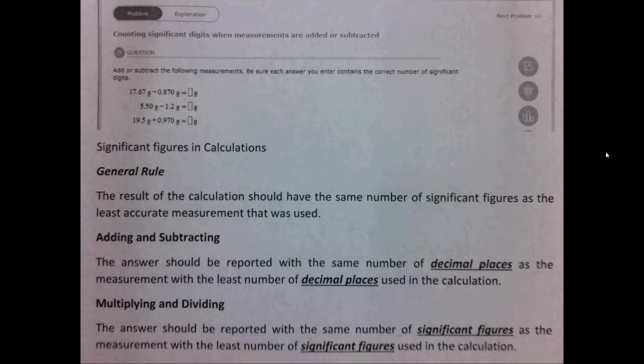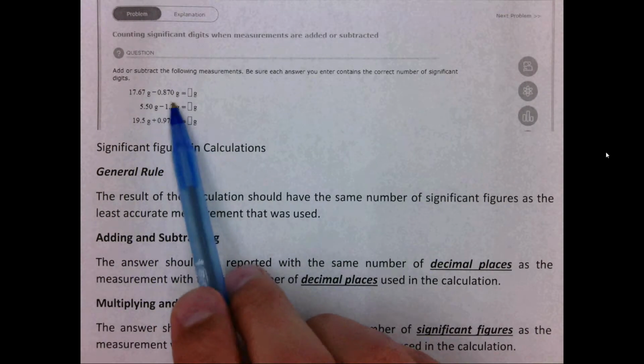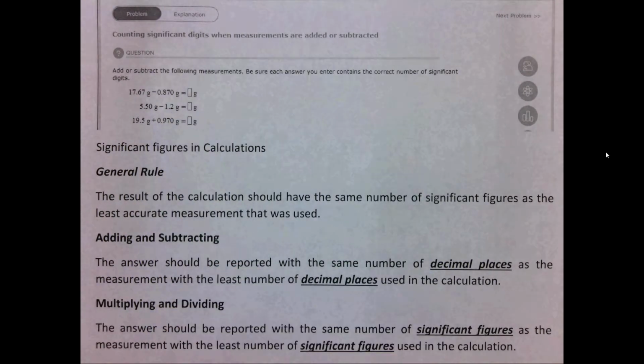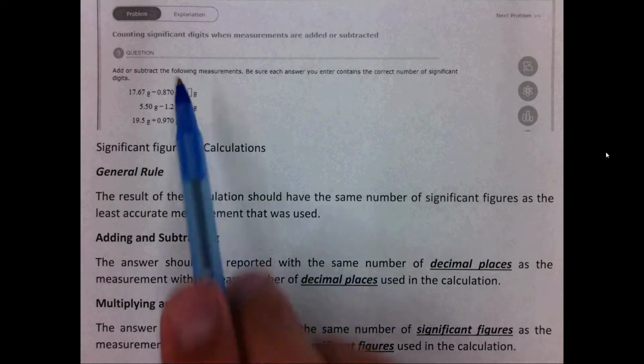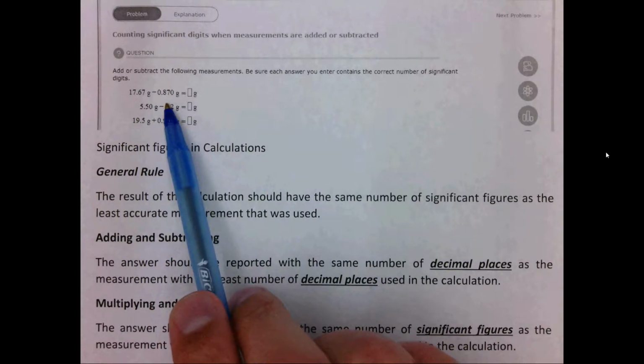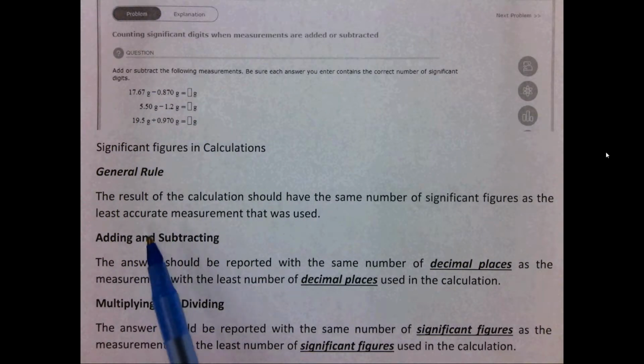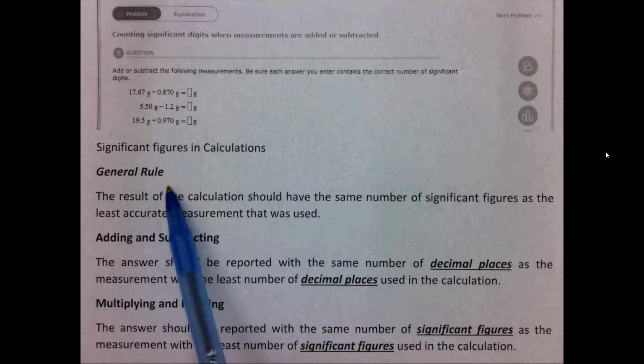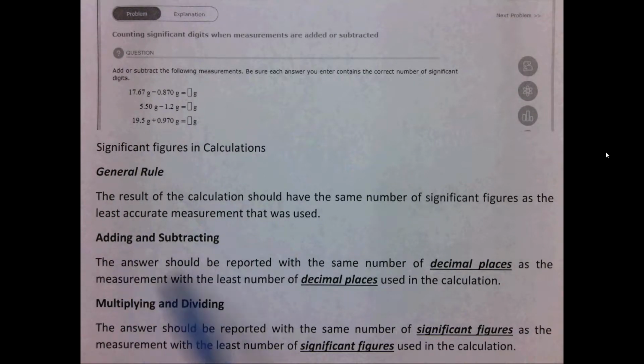In this question, we're asked to do some mathematical operations with measurements which have a certain number of significant figures. And this happens all the time in chemistry. So we need to know the rules for how to deal with significant figures when we're doing some type of mathematical calculation involving measurements. So there's two things that we basically need to go over. We need to go over the general rule and then the specific rules for adding and subtracting and for multiplying and dividing.